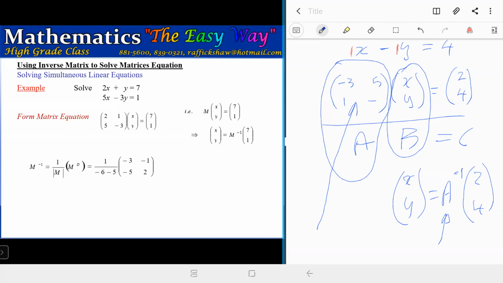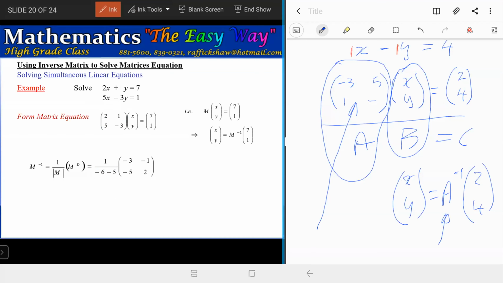So let's erase everything. I'm putting M right here, and this value is 2 times -3 minus 5. That's my determinant. Now for the adjoint, I'm interchanging the 2 and the -3. I interchange these two to get that, so I get -3 and 2 on the leading diagonal.